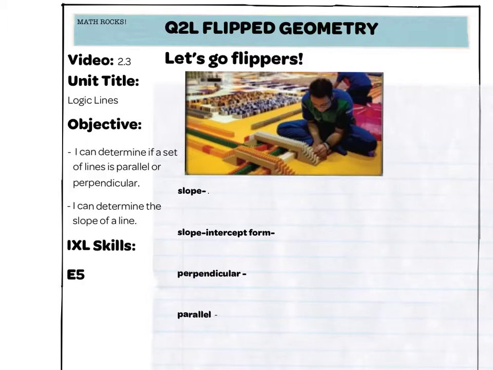Your IXL skills are E5. If you have not done the previous IXL skills for this week, you should do them at this point because you will be so overwhelmed come Friday.